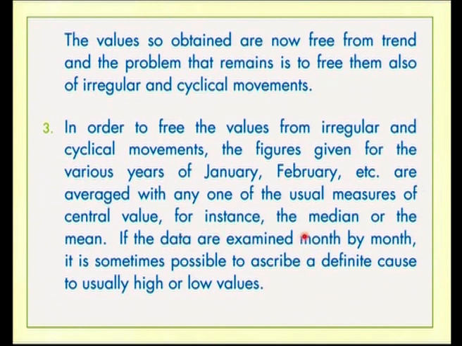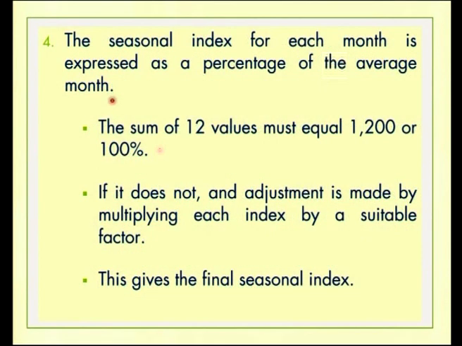For instance, the median or the mean. If the data are examined month by month, it is sometimes possible to ascribe a definite cause to unusually high or low values. Next, the seasonal index for each month is expressed as a percentage of the average month. The sum of 12 values must equal 1200 or 100%. If it does not, adjustment is made by multiplying each index by a suitable factor. This gives the final seasonal index.